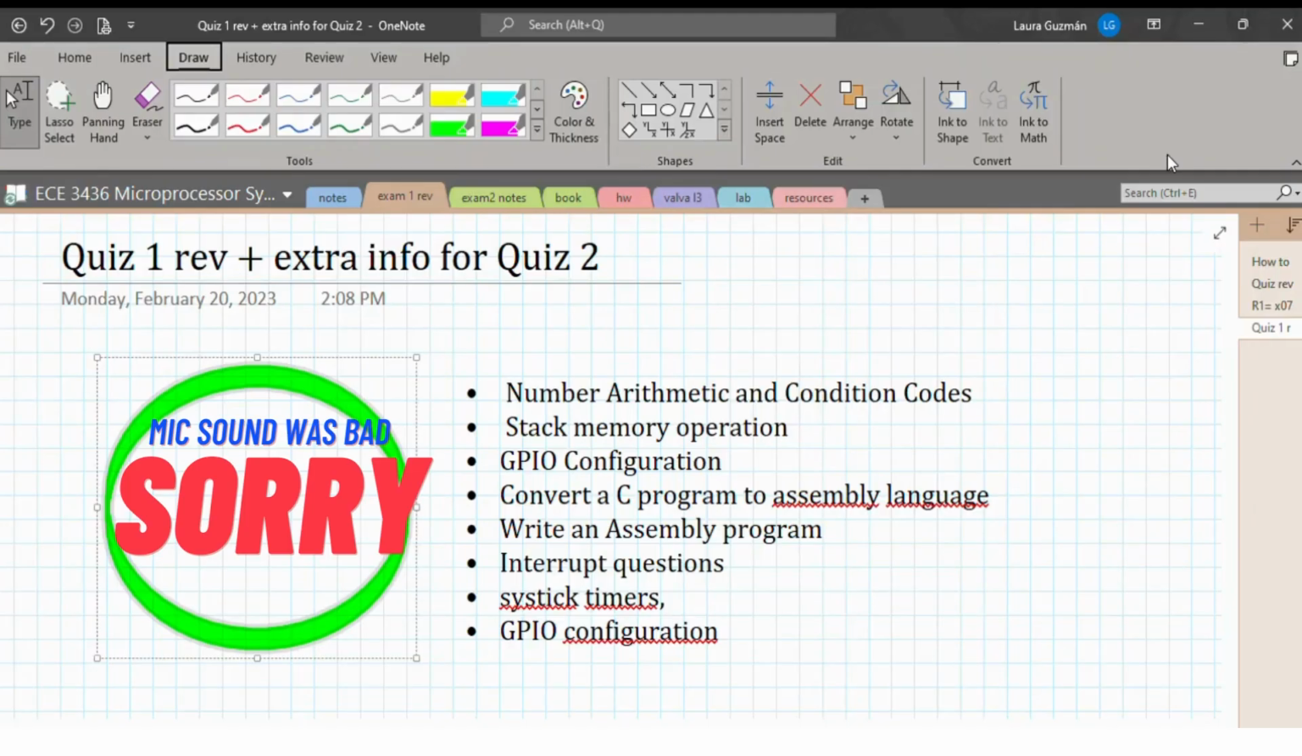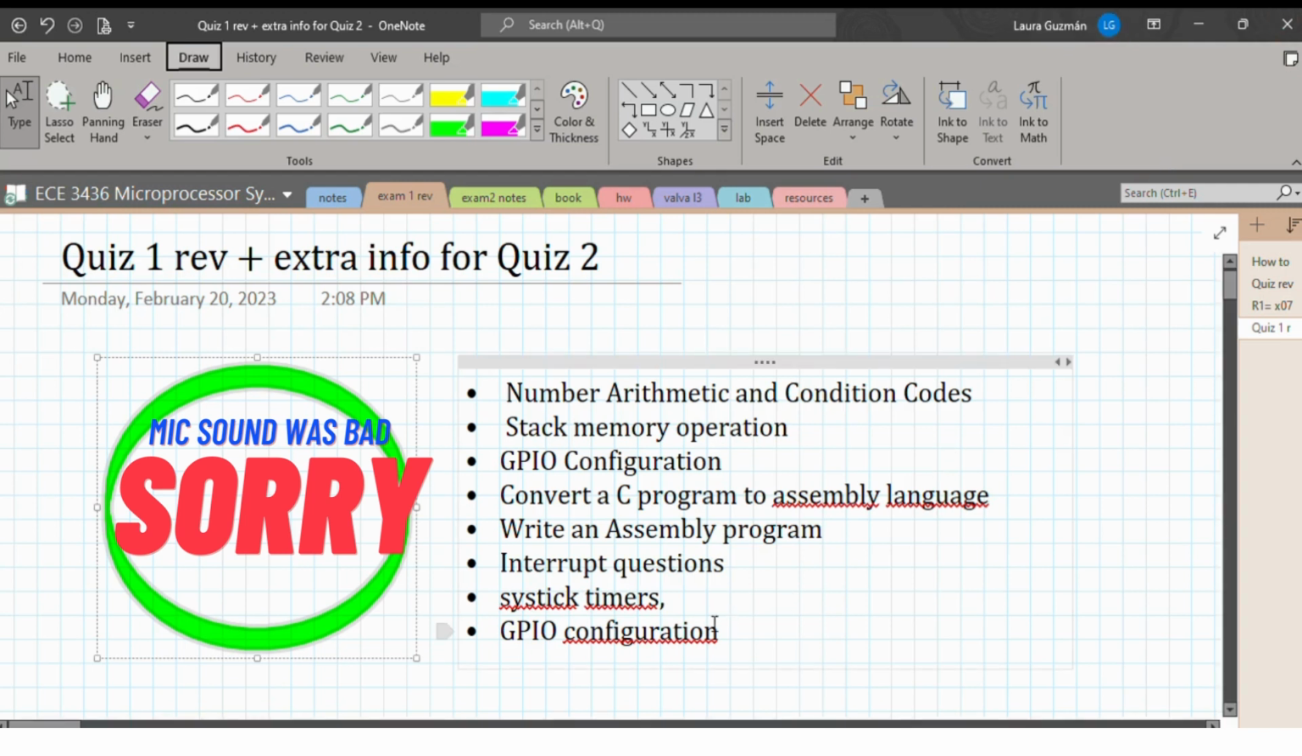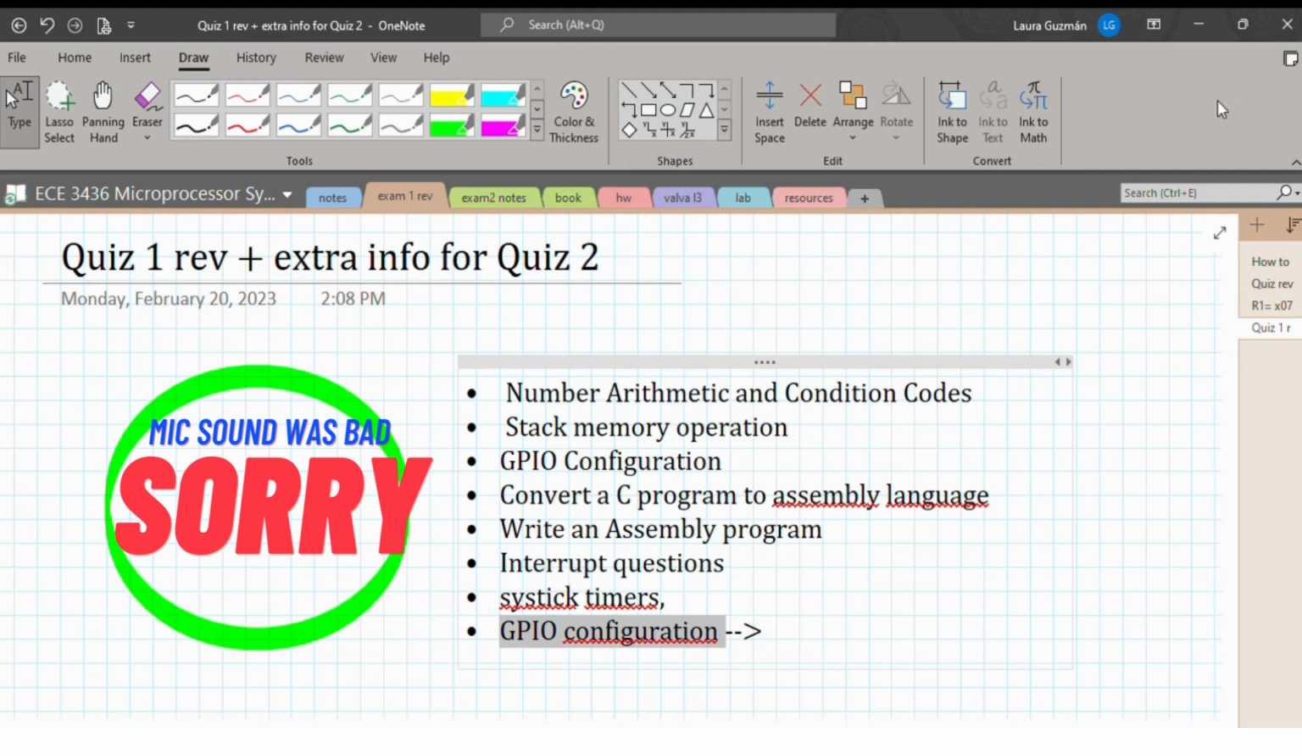So this is going to be a little bit of a review for the problems you had in quiz 1, and I'm going to add at the end some information I think might be important for you, especially related to interrupt, SysTick, and GPIO configuration, but with alternative functions. If you want more information about the GPIO, there is a GPIO Word document that I sent you through Blackboard and Discord, so you can review that.